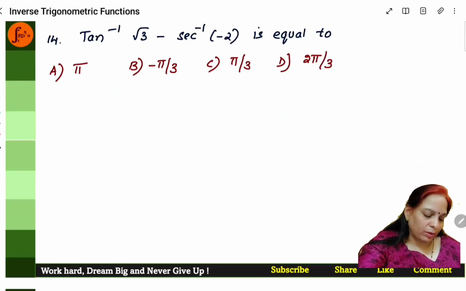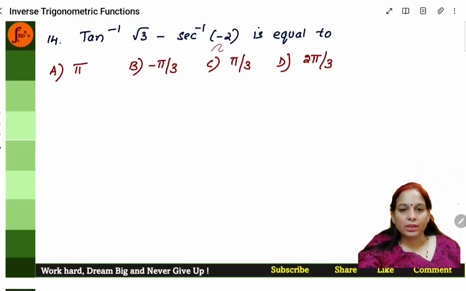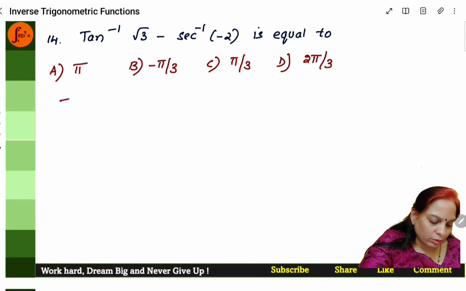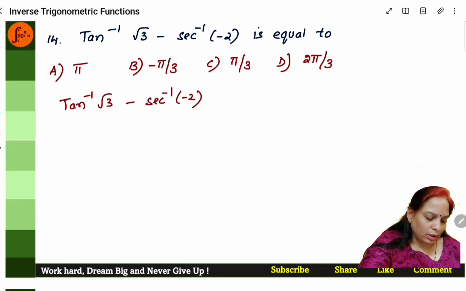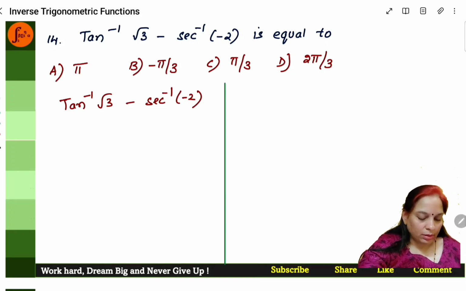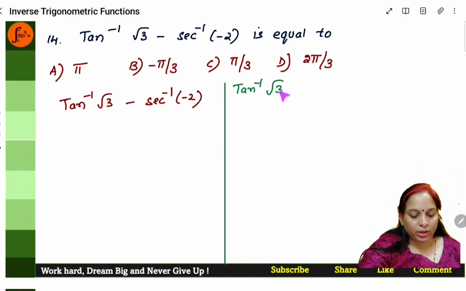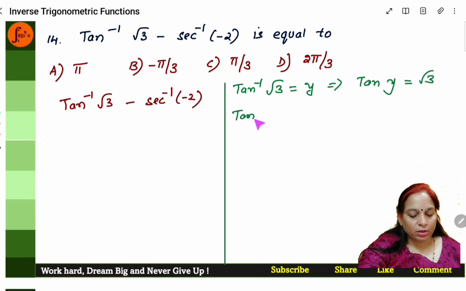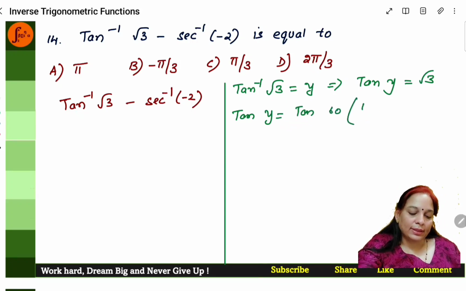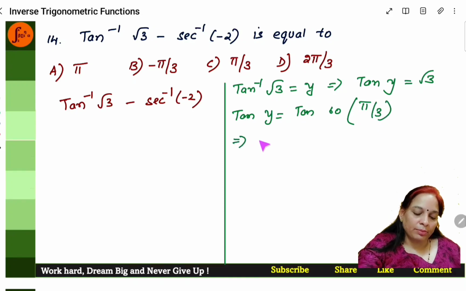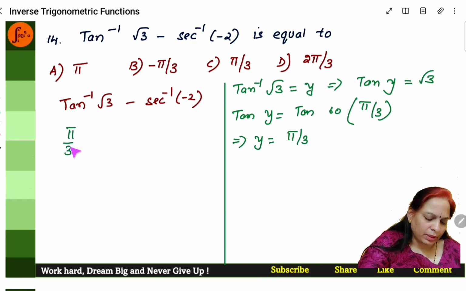Now we look at this 14th problem. Tan inverse of root 3 minus secant inverse of minus 2 is equal to. So we'll have to solve this. Tan inverse of root 3 minus secant inverse of minus 2, we'll take separately. So tan inverse of root 3 is equal to y infers that tan y is equal to root 3. Now this means root 3 is nothing but tan 60. Tan 60 is pi by 3, which implies that y is equal to pi by 3. So this is nothing but pi by 3.